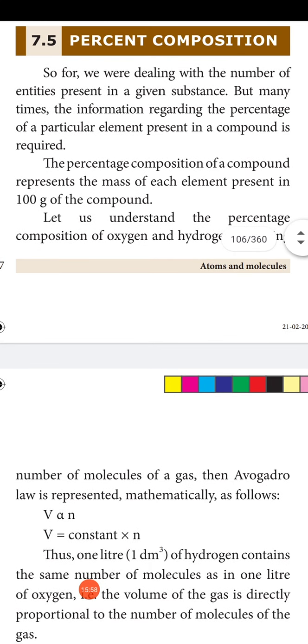Okay, so far we were dealing with the number of entities present in a given substance, but many times the information regarding the percentage of a particular element present in a compound is required. Till now we have studied the calculation of mass with the help of atomic mass, molecular mass, etc. And then we studied the number of particles with the help of the mole concept. Now we are going to study the percentage of the individual atoms present in a molecule with the help of percent composition, because in each and everything the percentage data will be very important.